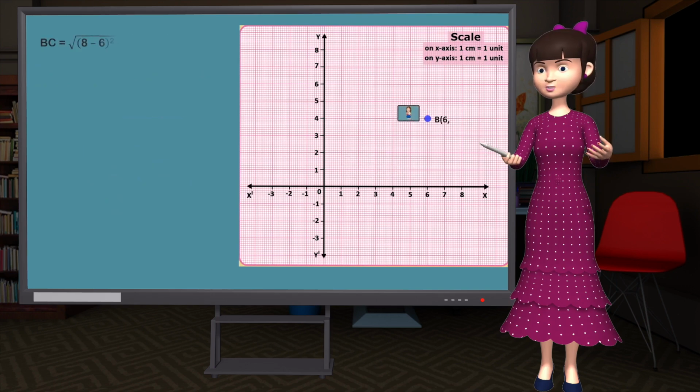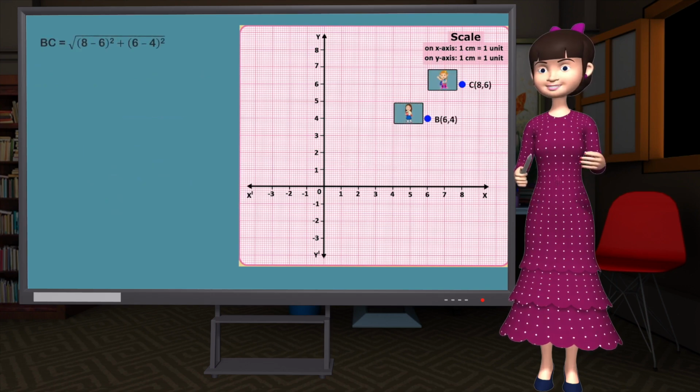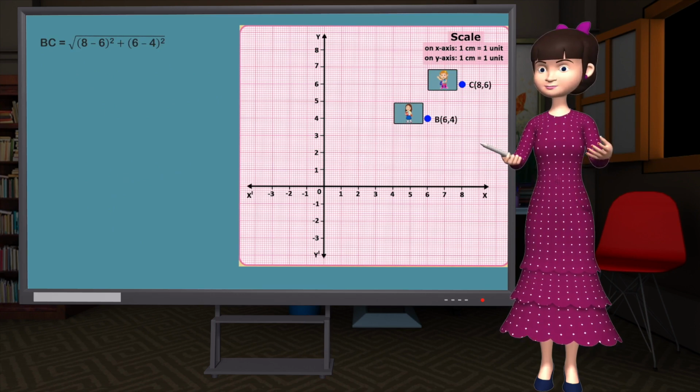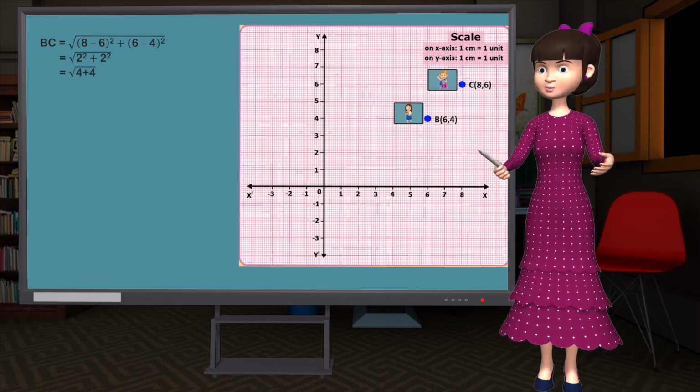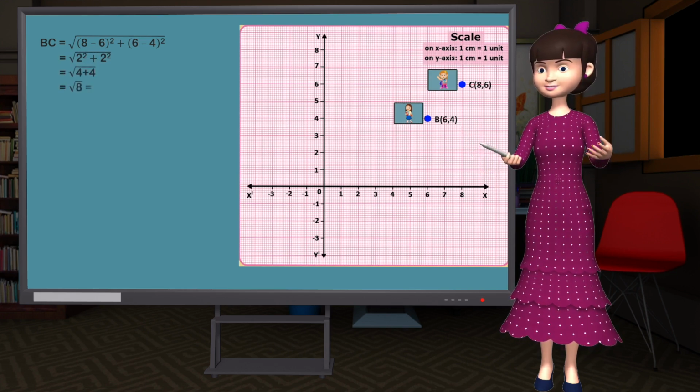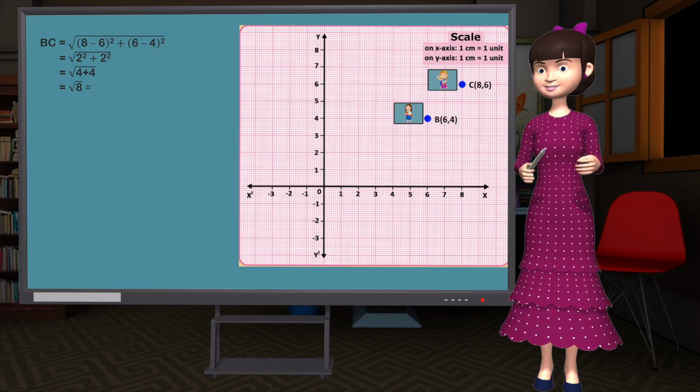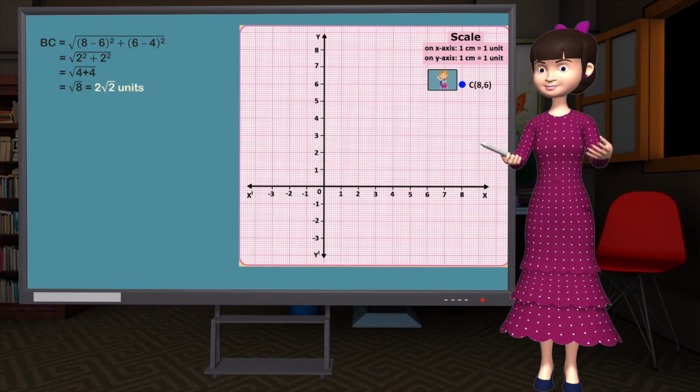Distance between B, C is equal to under root (8 minus 6) whole square plus (6 minus 4) whole square, which is under root 2 square plus 2 square, which gives under root 4 plus 4, which is equal to root 8. And this root 8 can be written as 2 root 2 units.